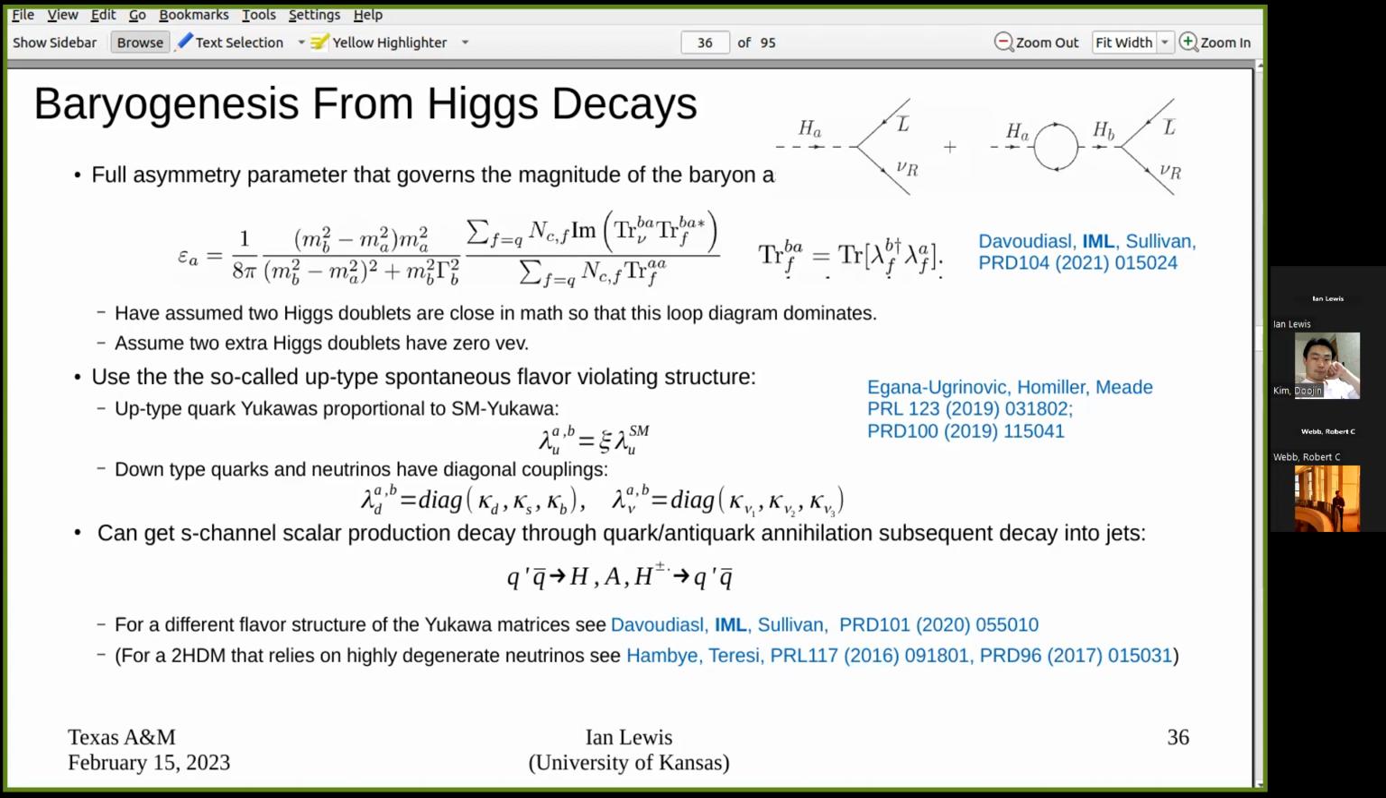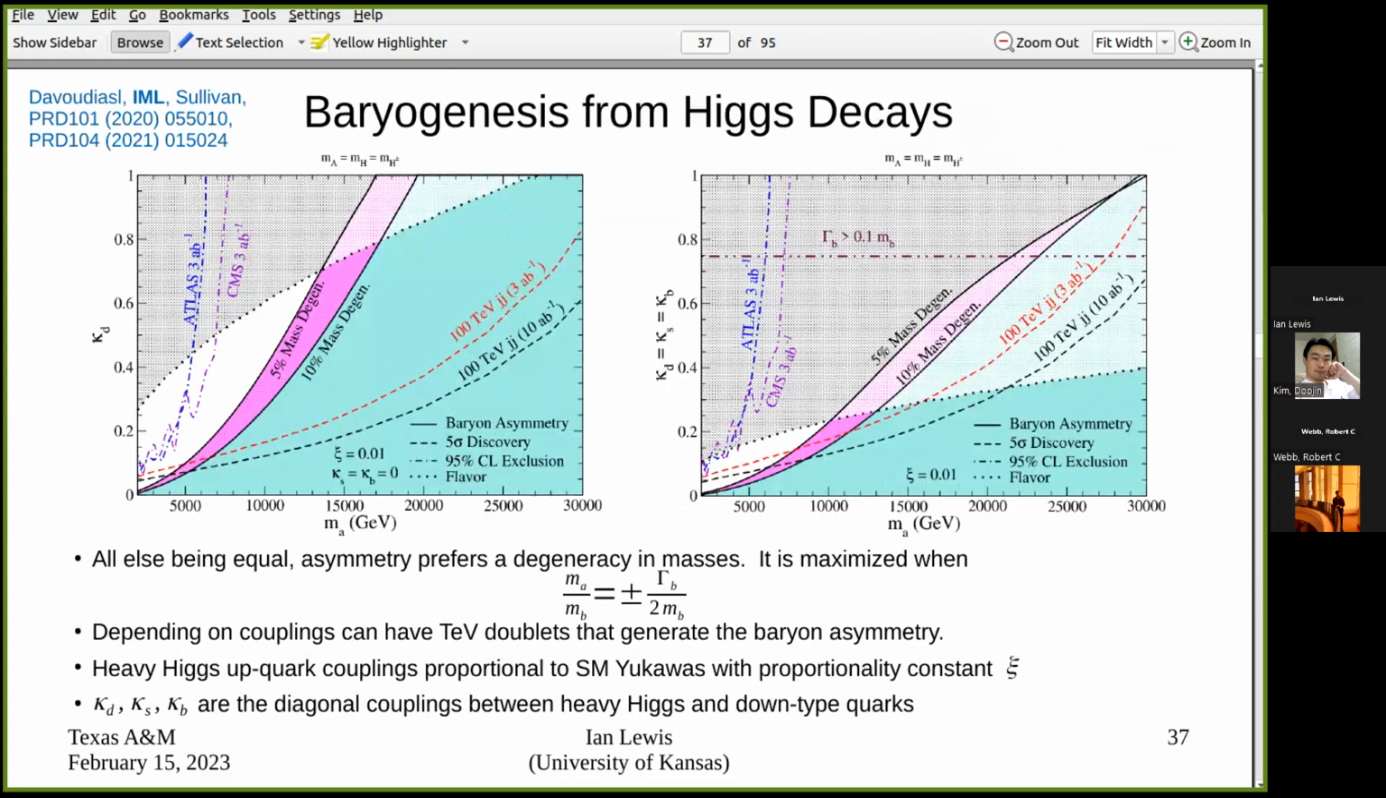We did look at another different flavor structure that also works, because this is a very generic mechanism. And you can actually do 2HDM to try to do these types of things. But there you end up having to have highly degenerate neutrino masses. You play with loops on the neutrino line at that point and get some resonant enhancement there. And our Higgses don't have to be quite so degenerate.